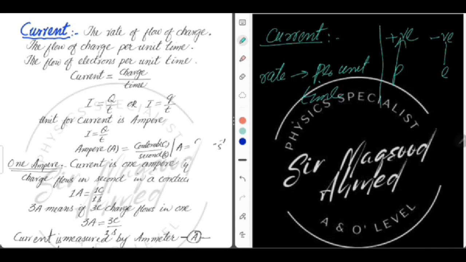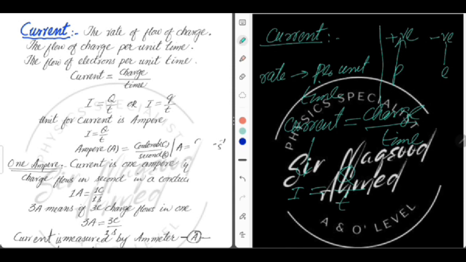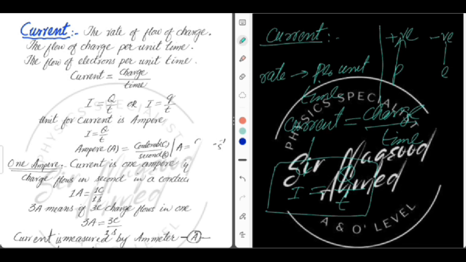The word equation for current is current equal to charge over time. Mathematical formula for current: the current is represented by a letter I, charge is represented by a letter Q, the Q may be small or capital, and time is represented by a letter T. So mathematical formula for current is I is equal to Q over T.